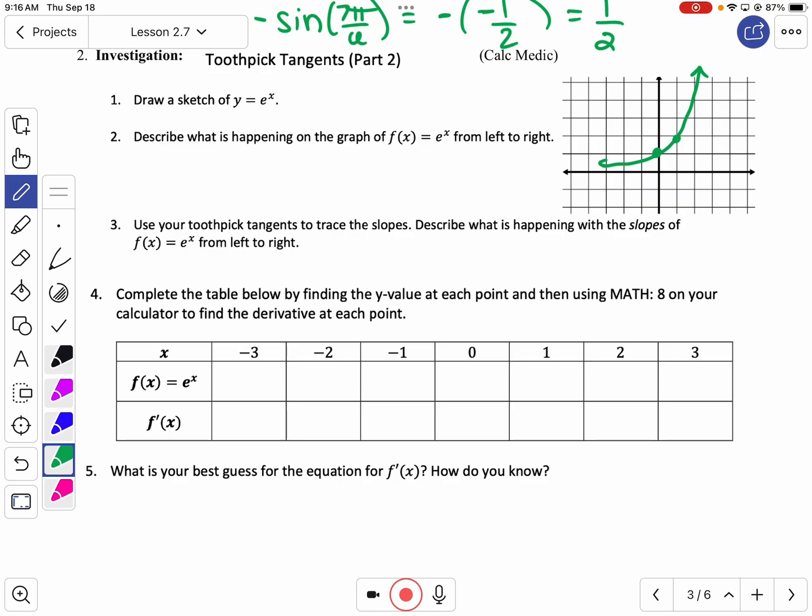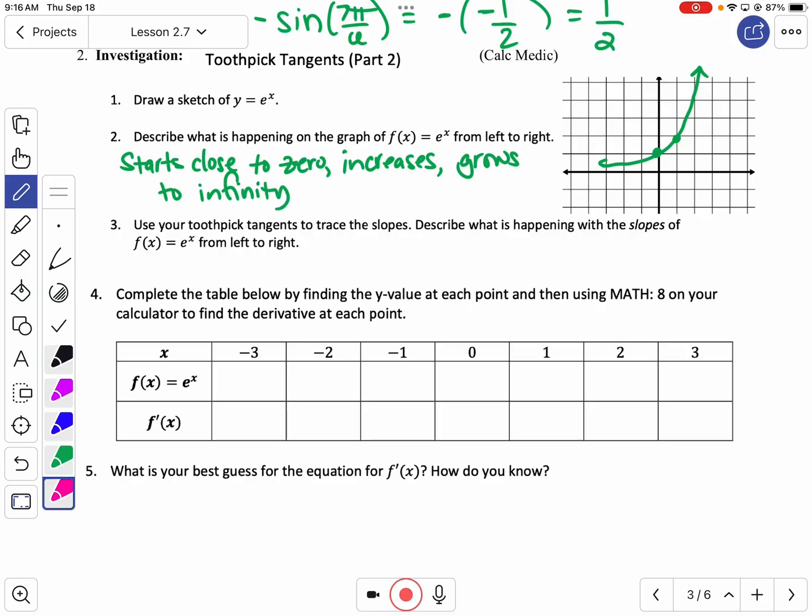So how would we describe that graph? What's it doing? Yeah, it's increasing. It starts close to 0. It increases and grows to infinity. Then it asks you to take your toothpick tangent and talk about what those slopes do. They do the exact same thing, right? They start close to 0 and then the slopes begin to increase and they get steeper and steeper. So they seem to do the same thing as the function.